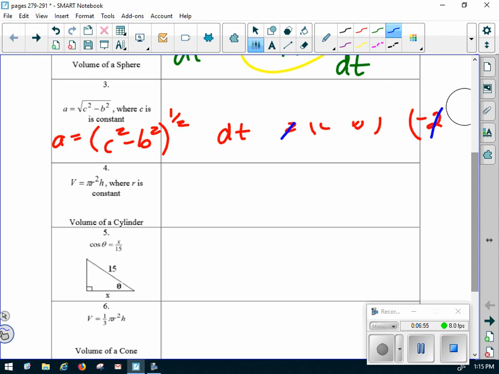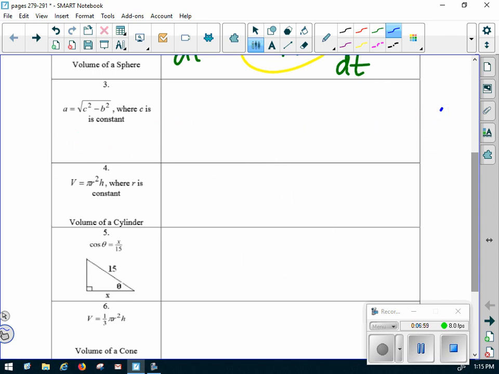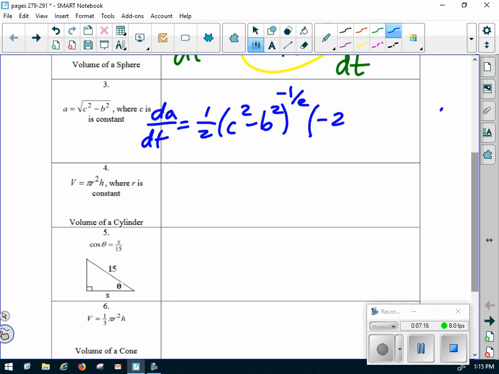Let me write smaller. Come on, Stennett, get with the program. dA dt equals 1/2 of c squared minus b squared to the negative 1/2 times the derivative of the inside, which is negative 2b dB dt.